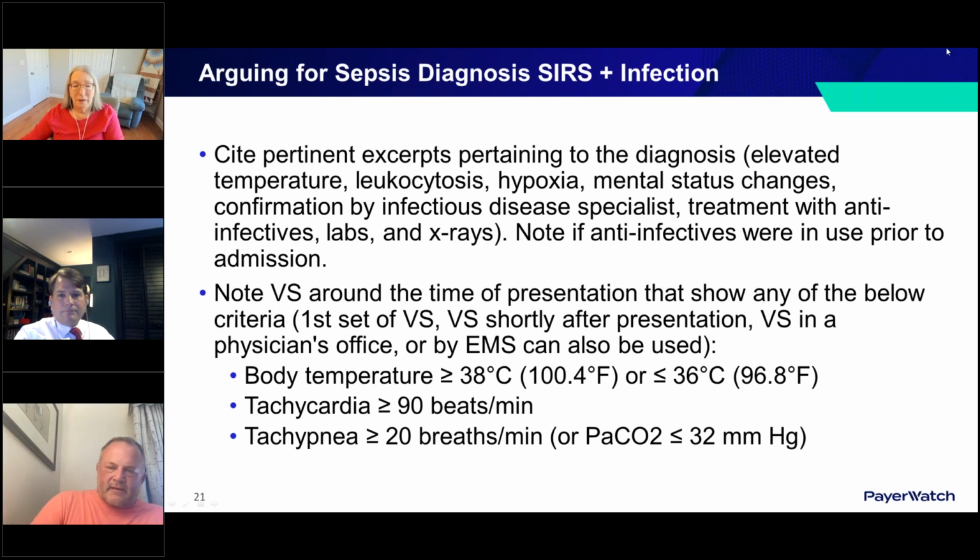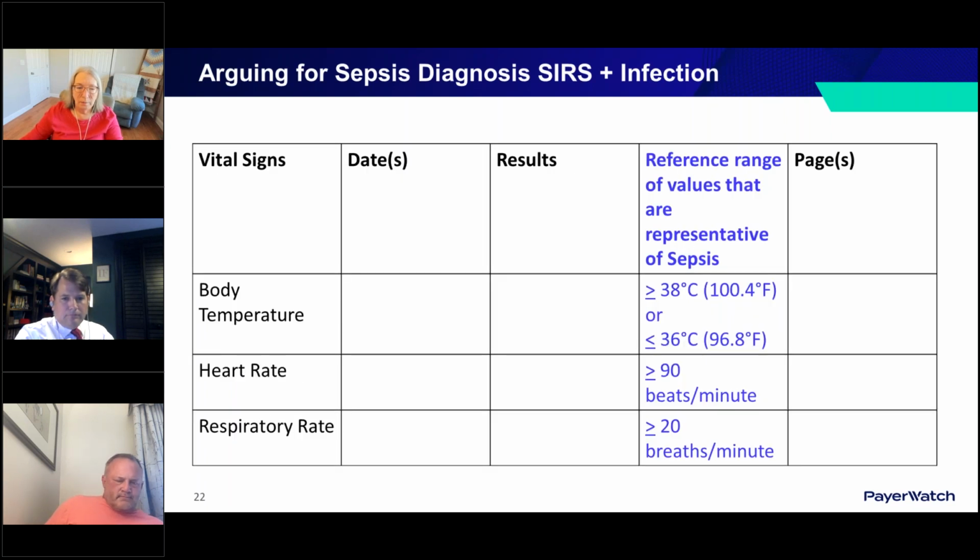Right. Good point. And since we're focusing on how do I appeal a SIRS plus infection when that was used by the physician and the payer wants Sepsis-3, this is guiding you through how to support that SIRS plus infection. Of course, a lot of that is based on their vital signs, their temperature, the tachycardia, and the tachypnea. So make sure that that is documented in your appeal.